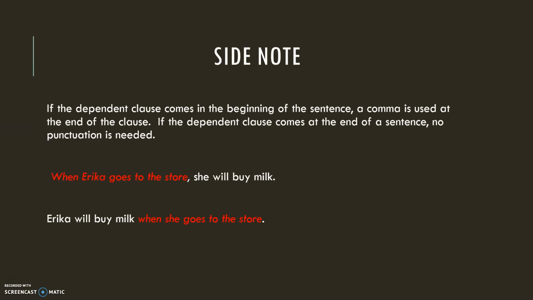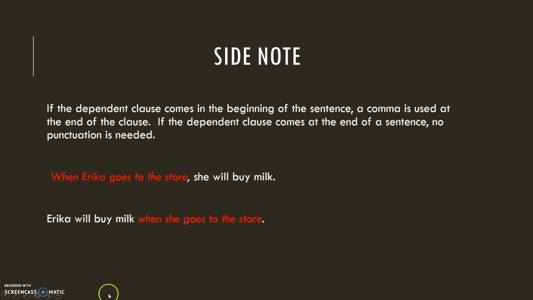Side note, if the dependent clause comes in the beginning of the sentence, a comma is used at the end of the clause. If the dependent clause comes at the end of a sentence, no punctuation is needed. Example, when Erica goes to the store. That has a subject, Erica, and goes is the verb. But it doesn't make sense by itself, so it's a dependent clause. And it comes in the beginning, so you have to put a comma before you finish it out.